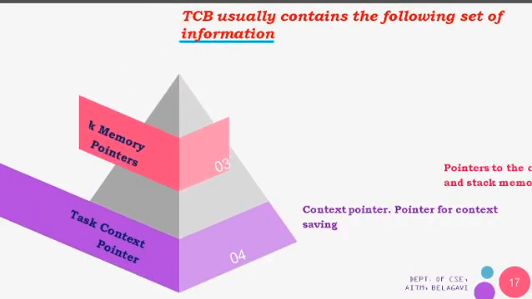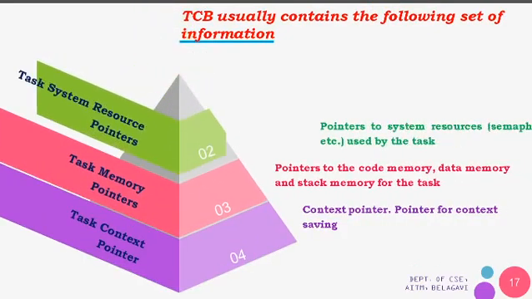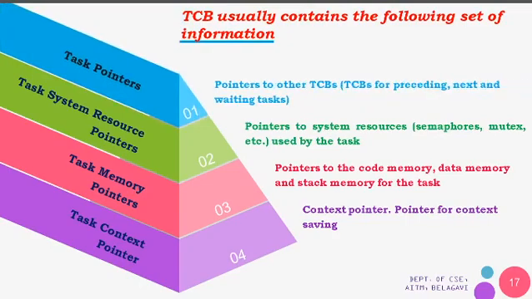The task context pointer is used for context saving. The task memory pointers point to the code memory, data memory, and stack memory for the task. The task system resources pointers point to system resources like semaphores and mutexes used by the task. The task pointers point to the other TCBs for preceding, next, and waiting tasks.